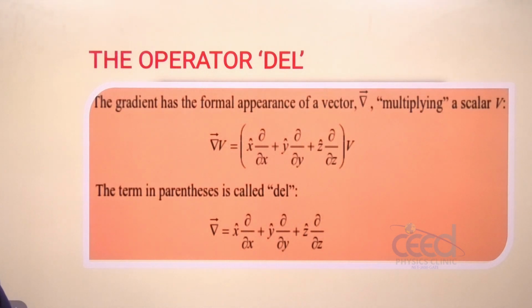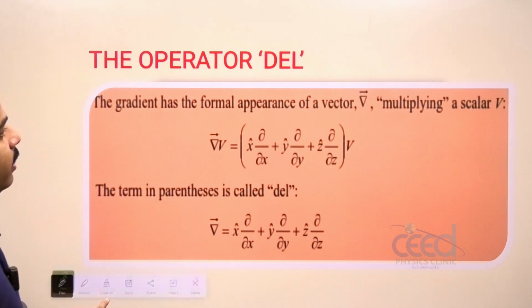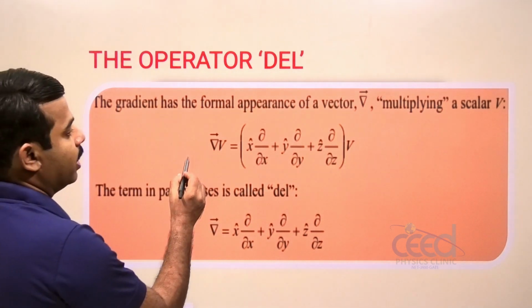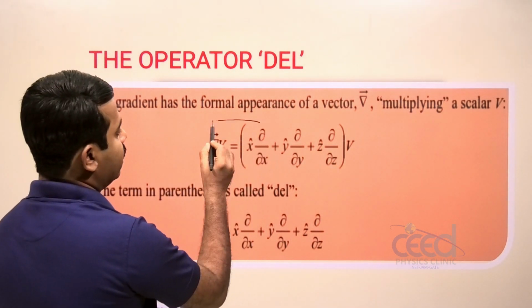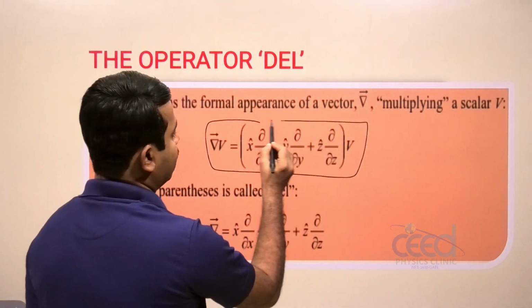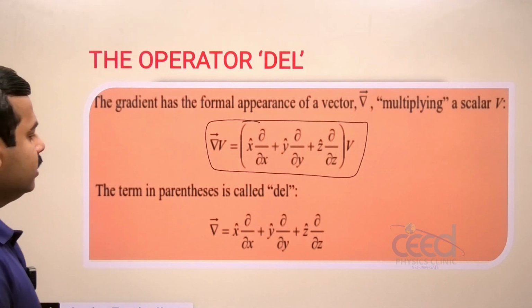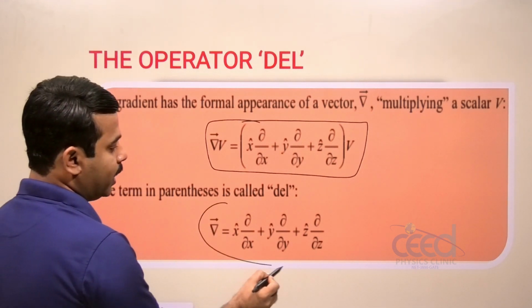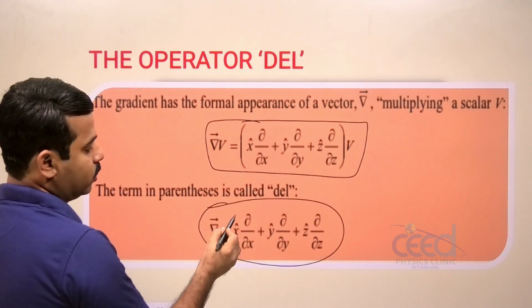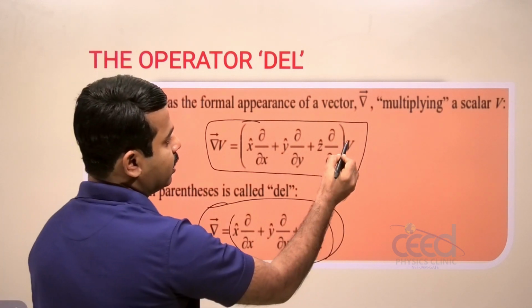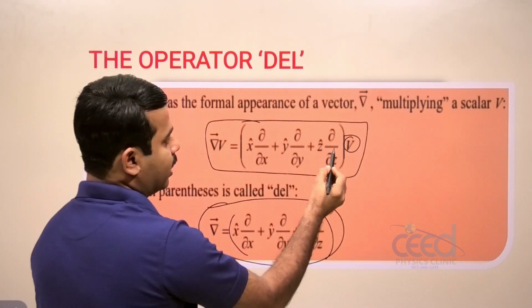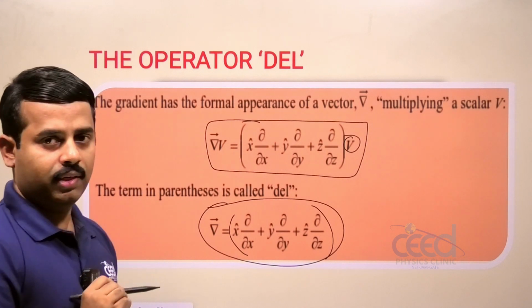So as we discussed, this is the gradient of the function v, right? Now what is this operator? This operator is called del. So if we apply it to the function v here, then only it is the gradient, right?